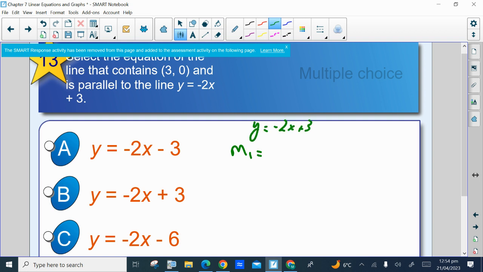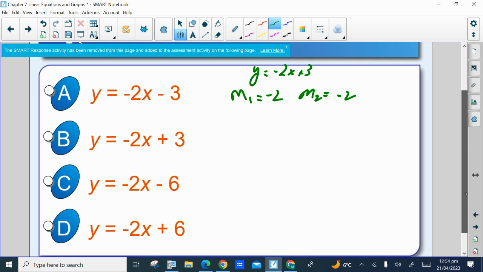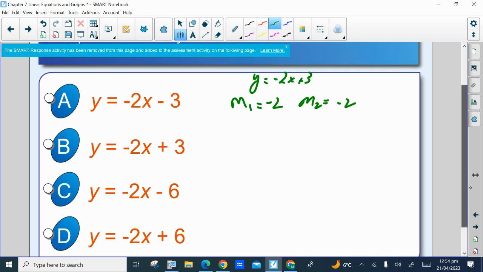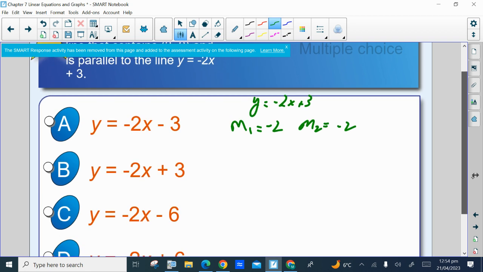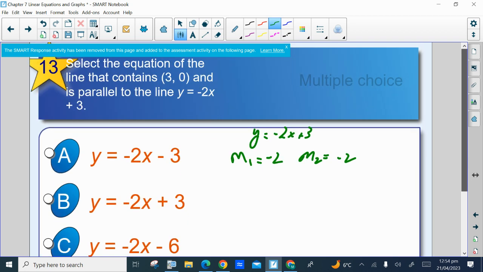What is the slope of that line, Declan? And if our line is parallel to it, what will its slope be? Also negative 2. So our slope is negative 2. All the equations we have to choose from have a negative 2 slope, so that doesn't help us. We're going to have to find the equation. These equations are in slope-intercept form, so we're going to have to figure out what the equation is, and we will use point slope to do that.